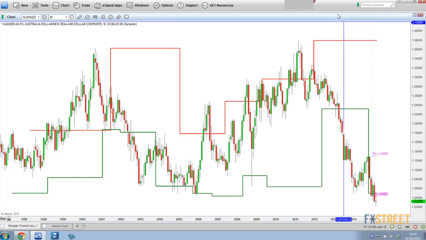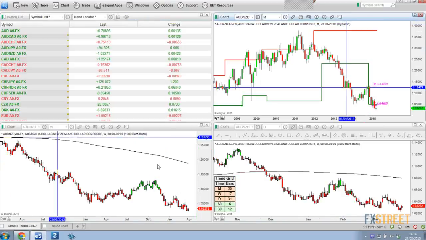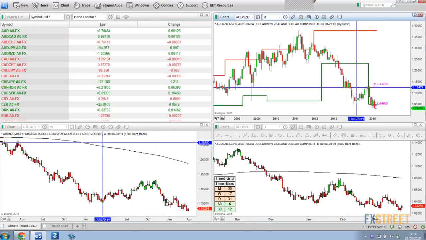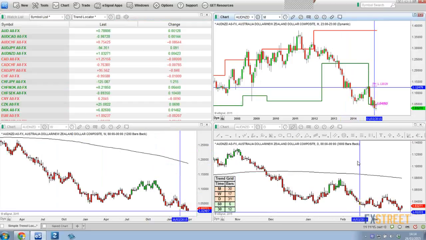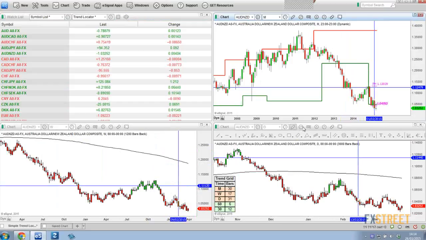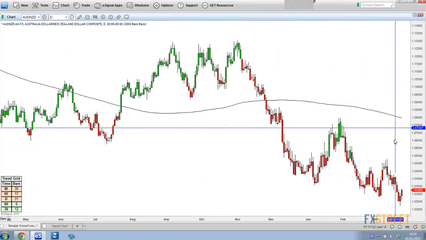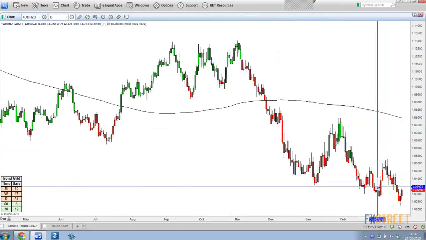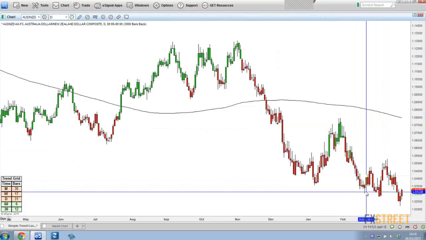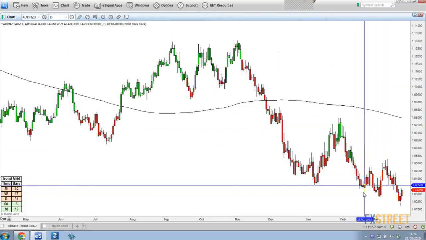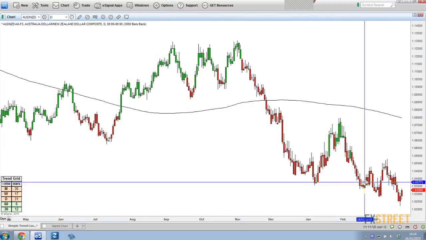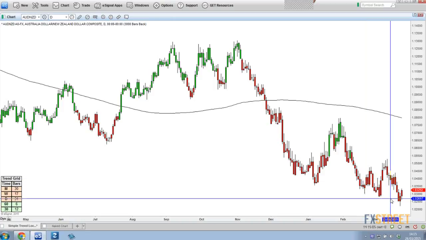If we go to the weekly time frame, we're trading below the weekly 200 moving average, and we've got the red trend filter. And if we go to the daily time frame, we're trading below the daily 200 moving average, and we've got the red trend filter. I got triggered into this trade in around February, around this level here, and you can see that's been quite slow going, but this is part of trading.